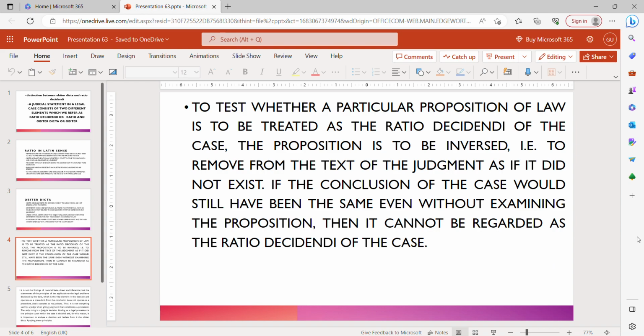Now coming to how to test whether a particular proposition of law is to be treated as the ratio decidendi of the case. The proposition is to be inverted, that is, to remove it from the text of the judgment as if it did not exist. If the conclusion of the case would still have been the same even without examining the proposition, then it cannot be regarded as the ratio decidendi of the case.